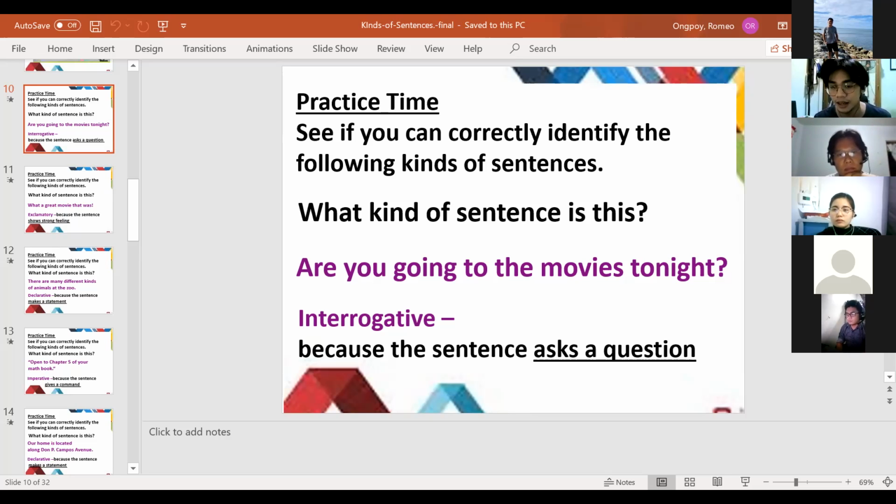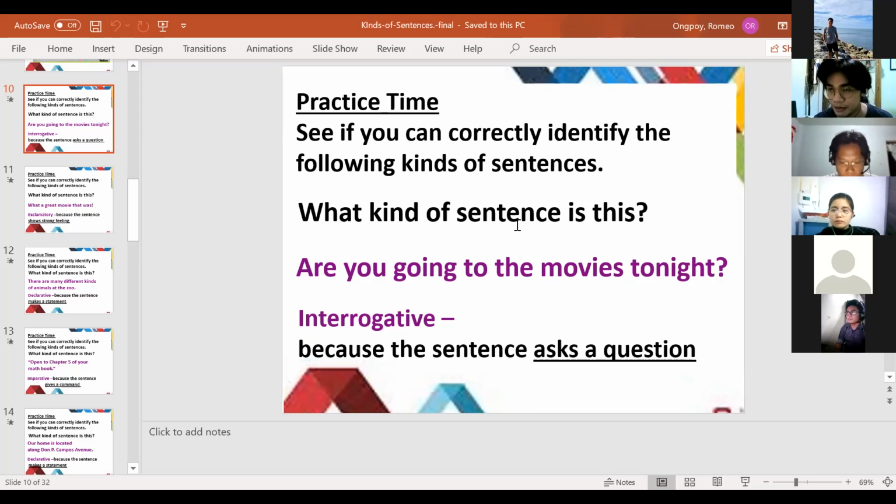When you say interrogative, it asks a question and ends on a question mark. Declarative ends on a period. Interrogative asks a question and ends on a question mark. The exclamatory ends on an exclamation point and it describes strong emotion, as Ma'am Angelica said, surprise or anger or any type of emotion. It's exclamatory as long as it ends on an exclamation point.